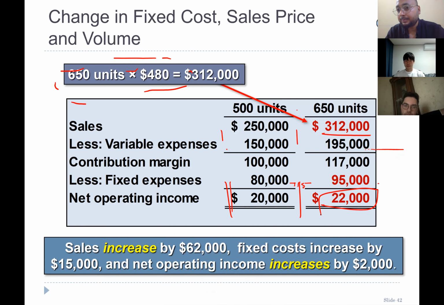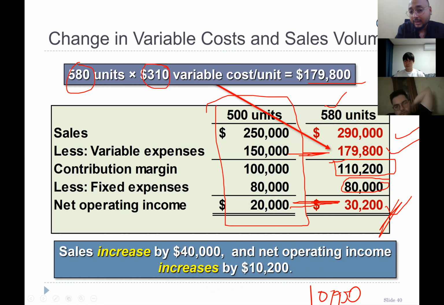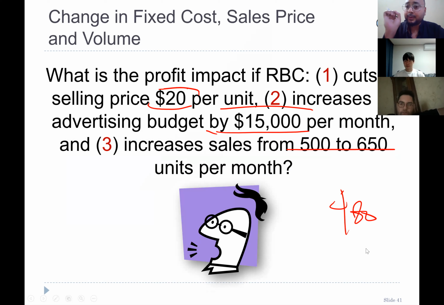You getting my point? So the biggest hurdle in your increase in profit is fixed cost. Even though your sale increased by 62,000, your profit is just increased by 2,000. Look at our previous strategy. Even though our sale is increased by 40,000, our profit jumps, increased by 10,200. Right? So if you want to start your own business, take very good care of your fixed cost.